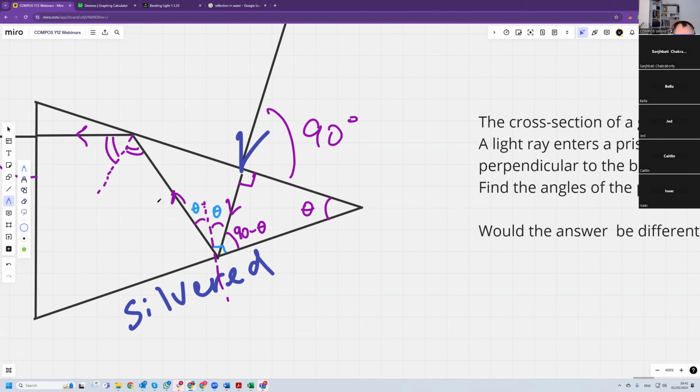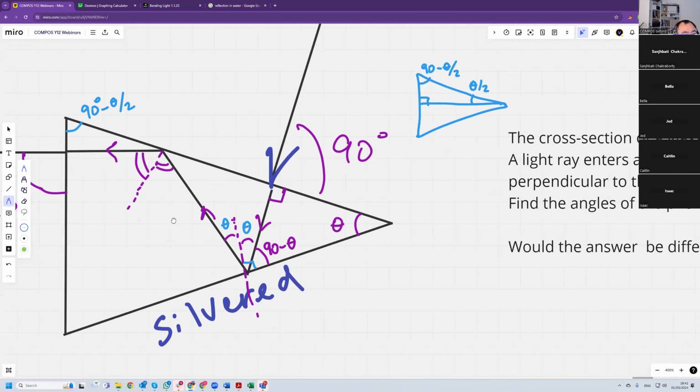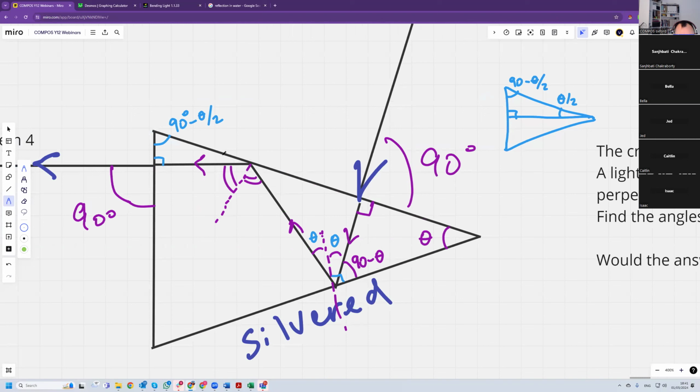All right, so what can we do here? This is theta. Now if you cut the prism like this, this is 90. This is not theta, this is theta over 2. So this must be 90 minus theta over 2. Right. So this is a right angle. So this is theta over 2, and this is 90 minus theta over 2. So this must be 90 minus theta over 2.